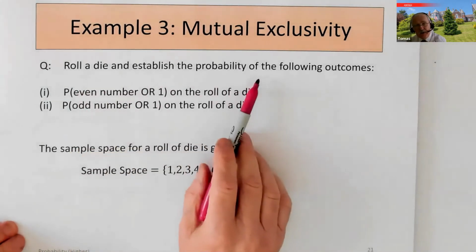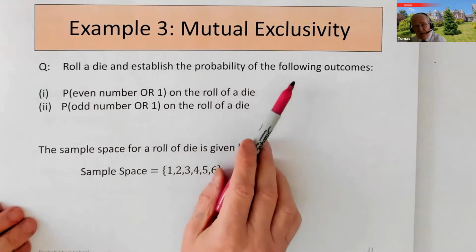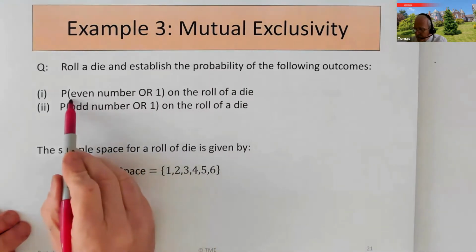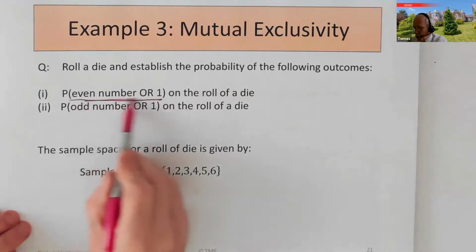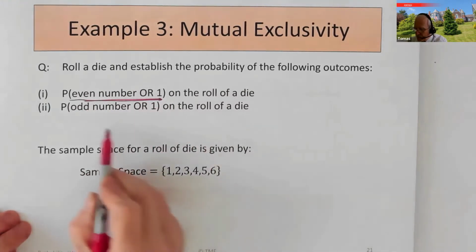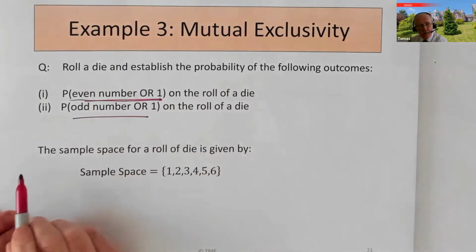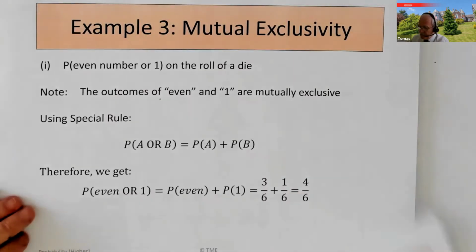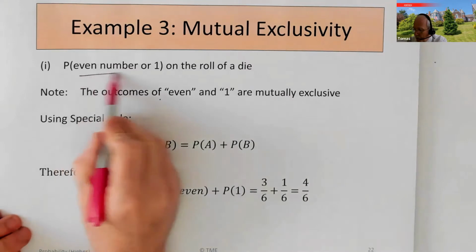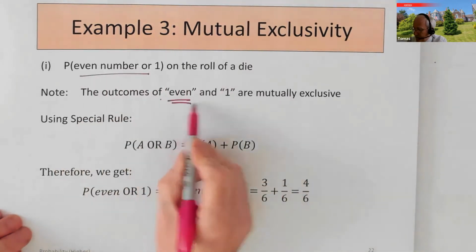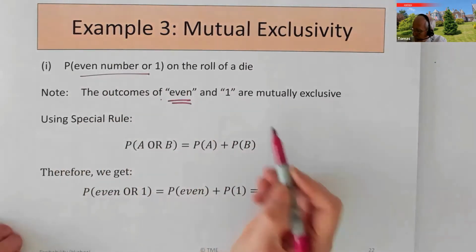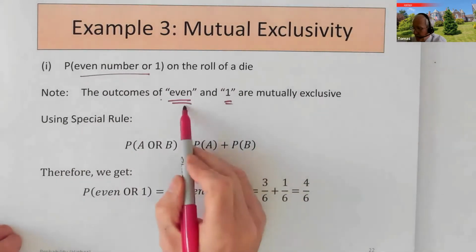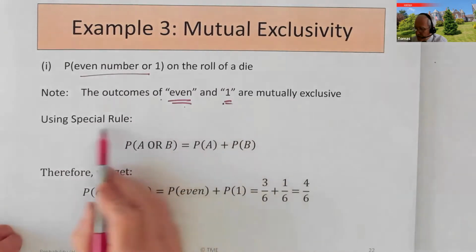So let's see how mutual exclusivity works when we start using these formulae rather than just answering from the gut. What's the probability of an even number or a 1? What's the probability of an odd number or a 1 on the roll of a die? And here's the sample space. Well, even number or a 1: even and 1 are mutually exclusive. You can't be both even and 1. So the special rule would apply.